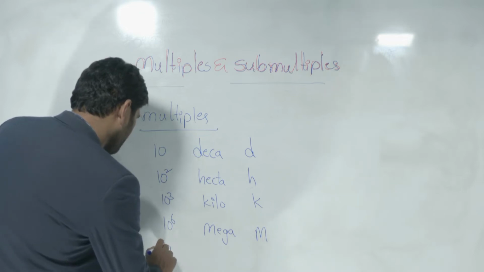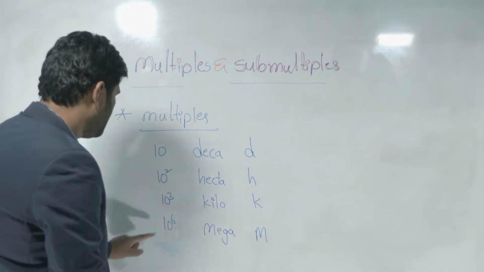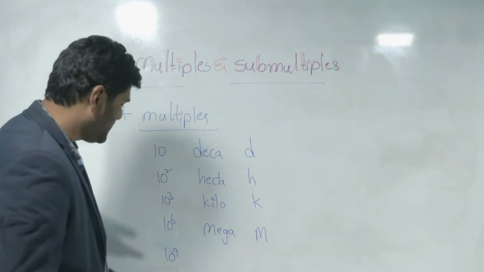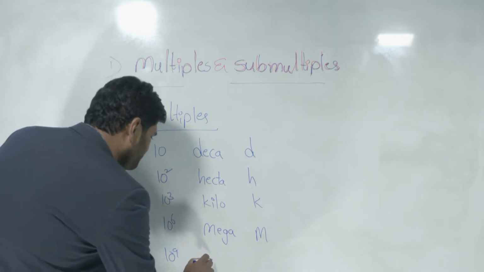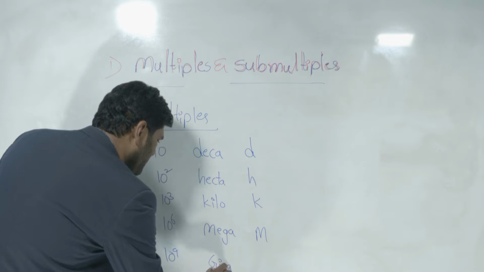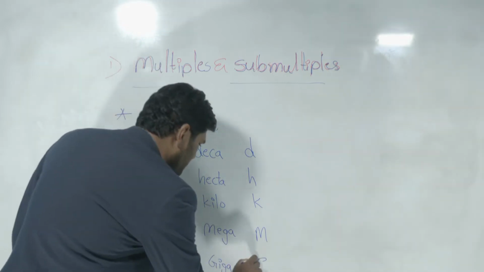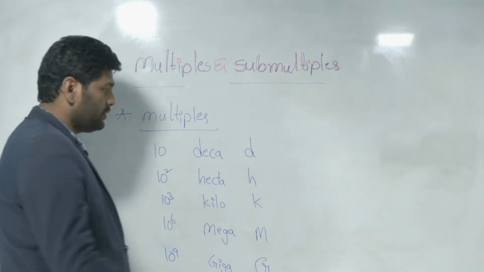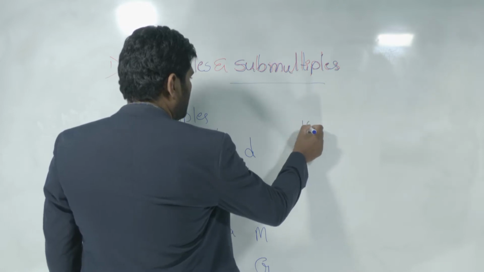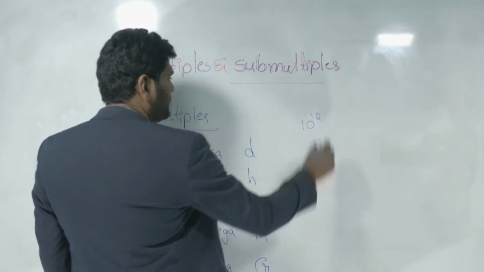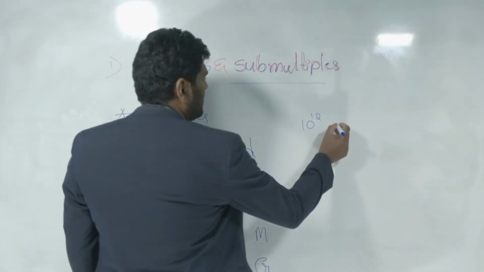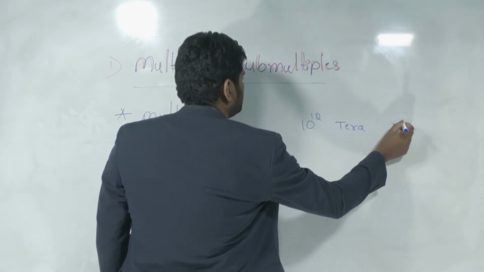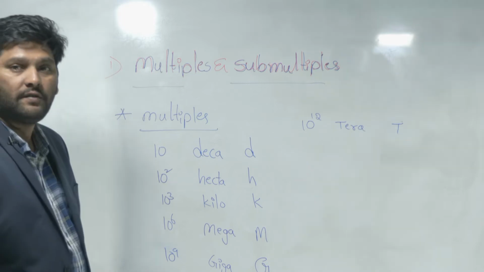Next, after 10 power 6, we have 10 power 9. If that was mega star, then is this superstar? No, not superstar. 10 power 9 is giga. Giga is simply represented with G. Similarly, after 10 power 9, we have 10 power 12, which is called tera. Tera is simply T. So these are the multiples of 10.